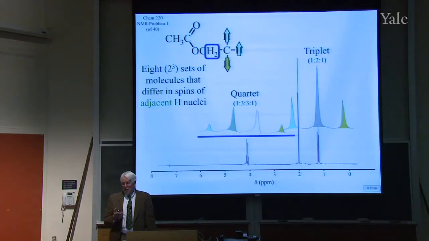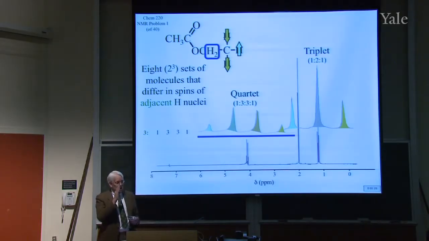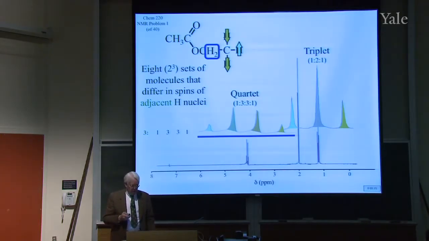But they're all the same, right? All have 1 down, so they come to that peak, and then there's one of them up, a different one up, a different one up. So it's 1 to 3 to 3 to 1. Okay, so if we have 3 neighbors, we get 1 to 3 to 3 to 1. If we have 2 neighbors, we get 1 to 2 to 1.